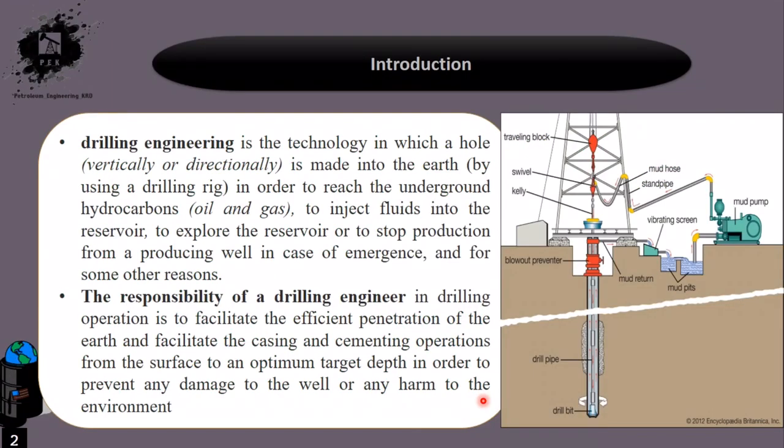Well, if we define drilling engineering as an introduction, we'd say that it's the technology in which a hole is made into the earth, whether this hole is vertical or directional. Directional means the hole is horizontal or has an angle. These holes are made into the earth by using a drilling rig. This is a drilling rig right here. All these components combined together and working together create a rig, and a rig is used for making holes into the ground.